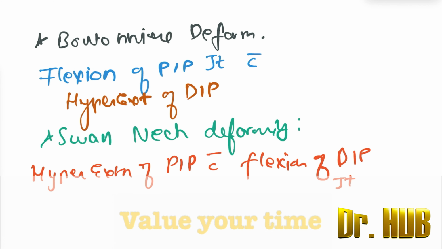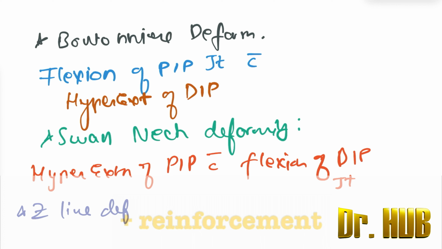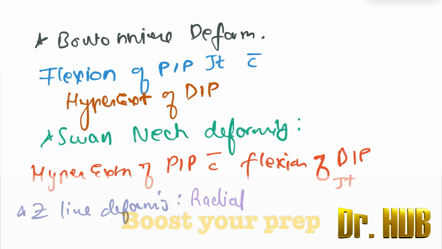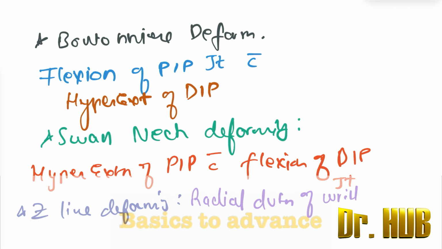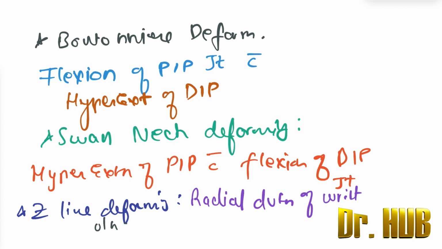Next, there is a Z line deformity. Z line deformity is nothing but a radial deviation of the wrist with the ulnar deviation of the digits.